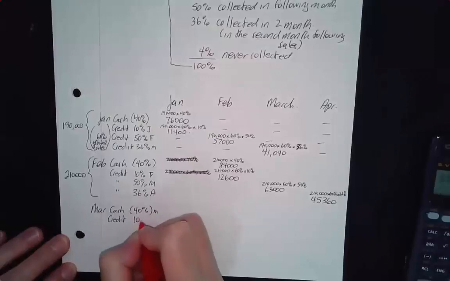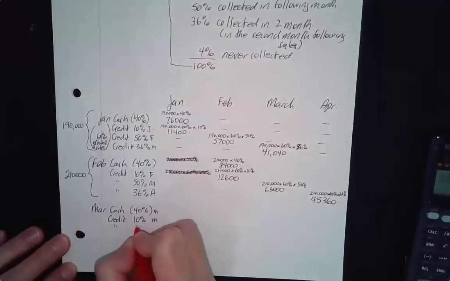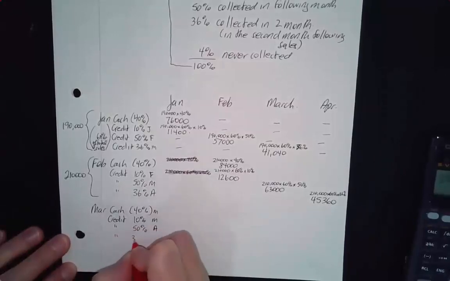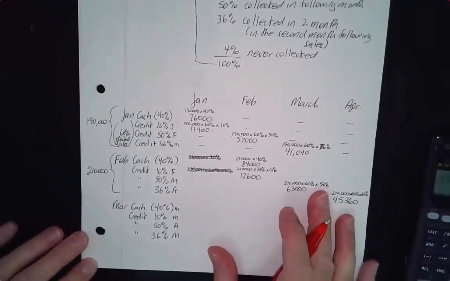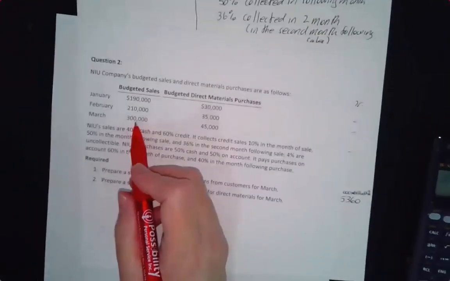And this is 10%. This is March again. And then credit, this is 50% in April. And then credit, this is 36% in May. Now, what is the total amount of sales in March? So I go over here. March had $300,000 in sales.